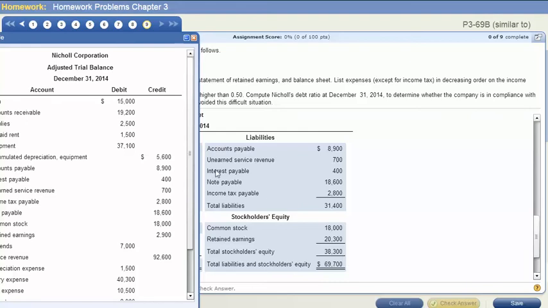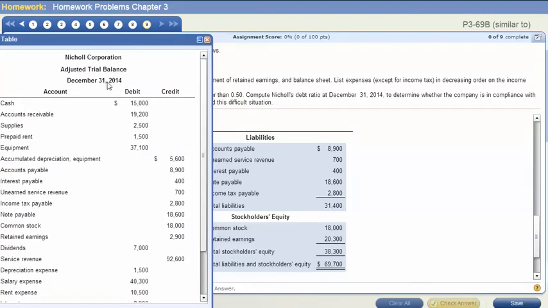The tricky thing is knowing that unearned service revenue, in other words, unearned means you've taken the money and you have it in your pocket and you have not performed the service yet. That's a liability. You owe it to this party you took the cash from. And stockholders' equity pretty much is pretty easy. Common stock comes right off of the trial balance.